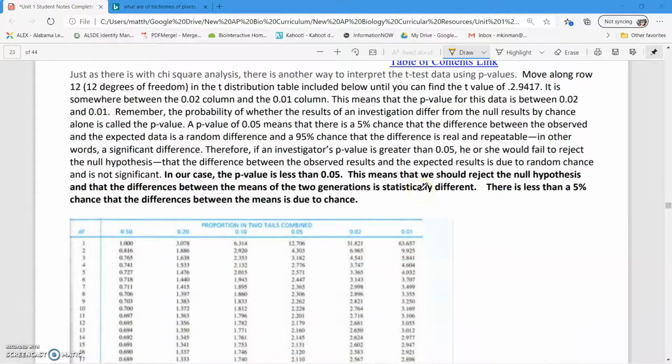So this next part of your notes is explaining another way to interpret the t-test, and it's using p-values, probability values. So in this case, we're going to move along the row at 12 degrees of freedom. So 12 degrees of freedom because that is our degrees of freedom. In the water properties lab, your degrees of freedom is another number. So you'll follow that number. So we'll go down to 12 degrees of freedom right here.